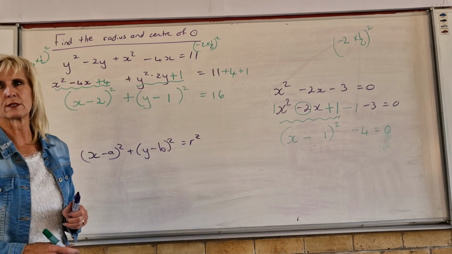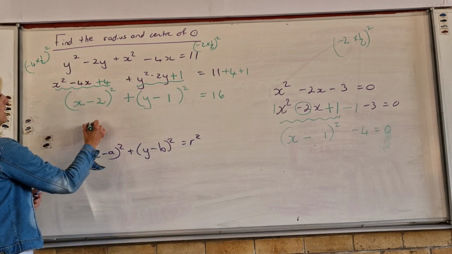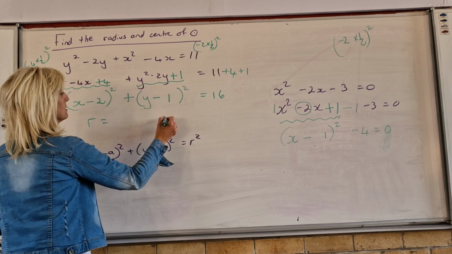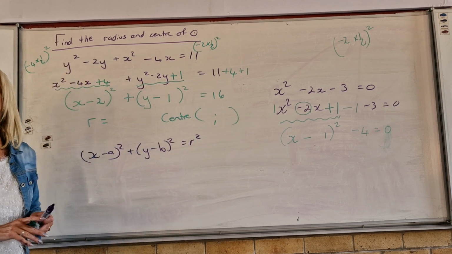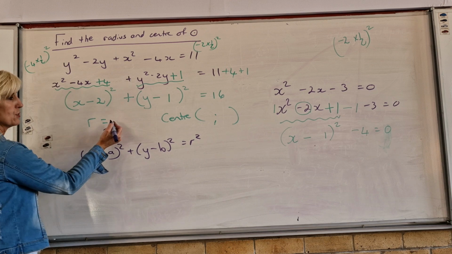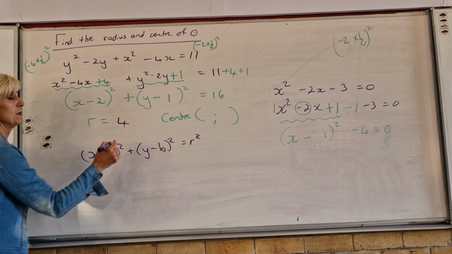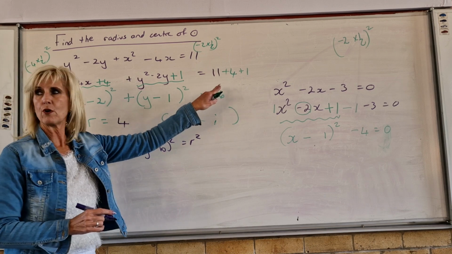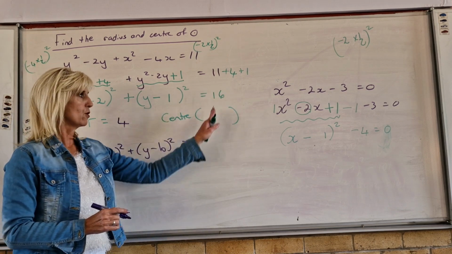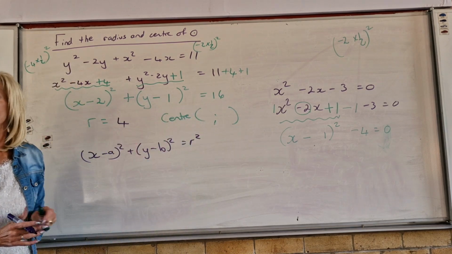My question was, please tell me what is the radius, and please tell me what is the center of this circle. And then we will be done. So the radius for the circle is 4. Please don't forget, it's not 16. This represents r squared. So r squared is 16, that's why the radius is 4.